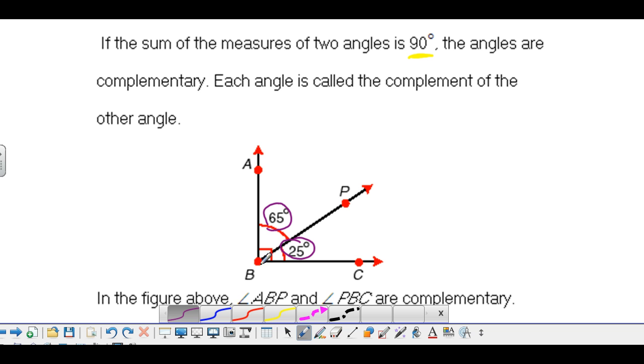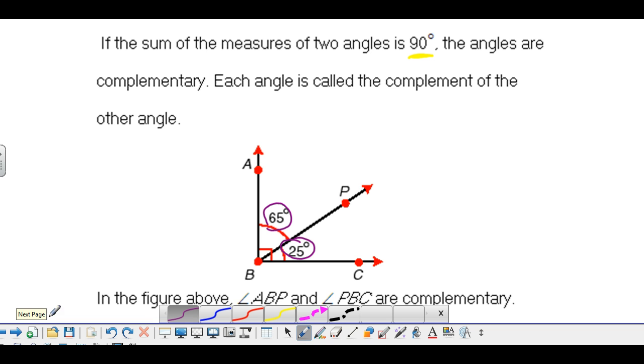I do want to point out that because they happen to be adjacent angles, they're sharing side PB, these two angles together are actually forming perpendicular lines. Their non-common sides are perpendicular lines.